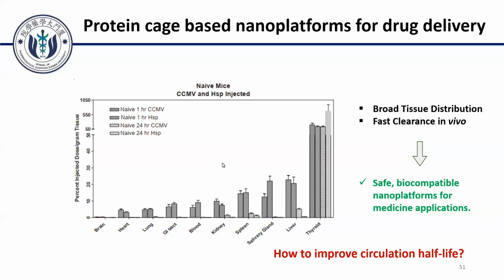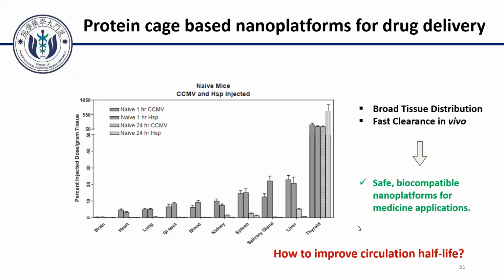And the result they got is that both CCMV and HSP have very broad tissue distribution.